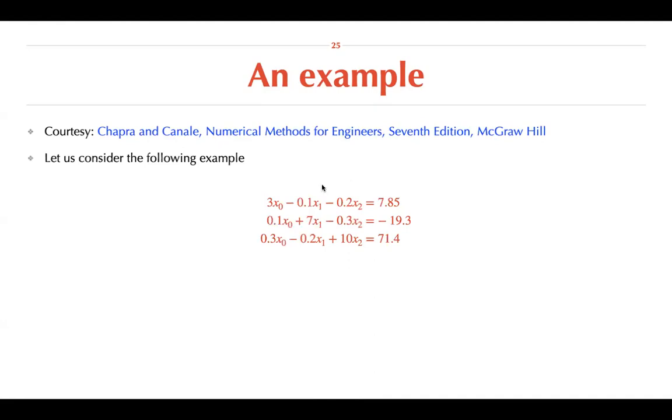You can apply the Gauss-Jordan elimination on this system. Finally, this will be reduced to an identity matrix multiplied by x0, x1, x2 equals some coefficients. So then you can solve them directly.